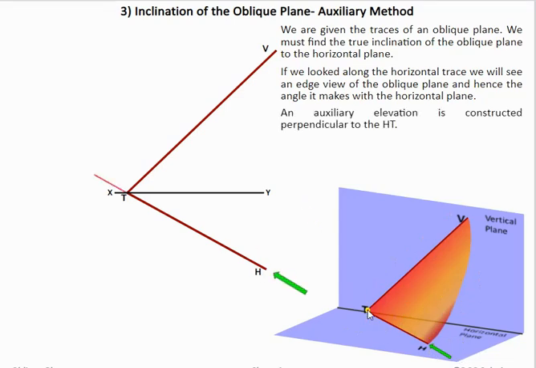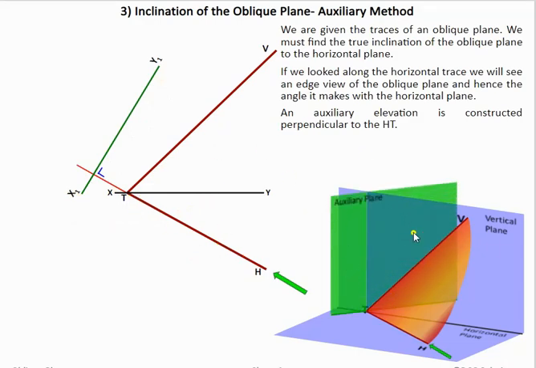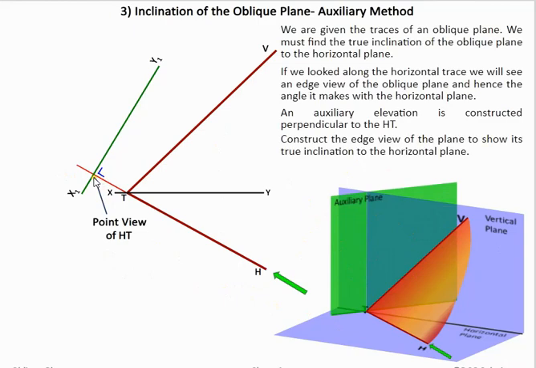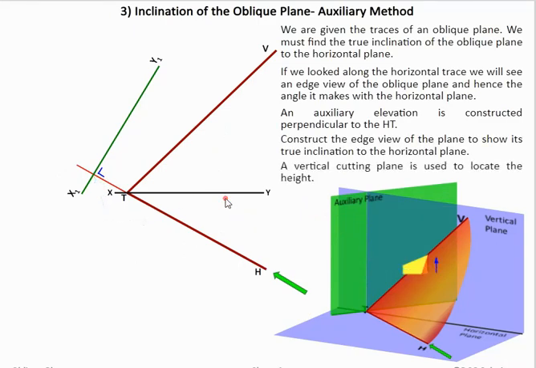So we're going to look along HT, create an X1, Y1 line, which is 90 degrees to HT. So what we're going to do is establish an auxiliary plane here. We're going to get a point view of HT because it's on the ground. Then we're going to have to get another height. So we're going to take a height from our elevation. So we need to draw a line in elevation.